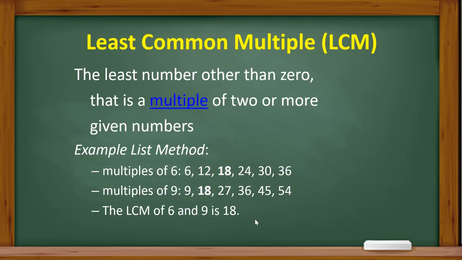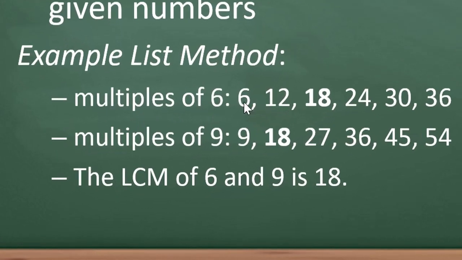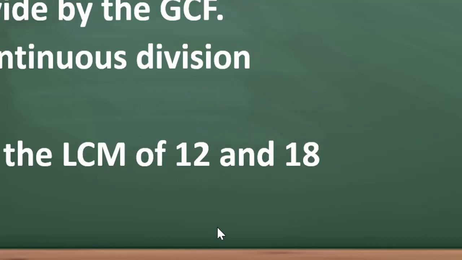Least common multiple. The least number other than 0 that is a multiple of 2 or more given numbers. Example, listing method. Multiples of 6 are 6, 12, 18, 24, 30, and 36. The multiples of 9 are 9, 18, 27, 36, 45, and 54. When we say least, it is the smallest multiple. Which is the smallest common multiple? The smallest common multiple is 18.